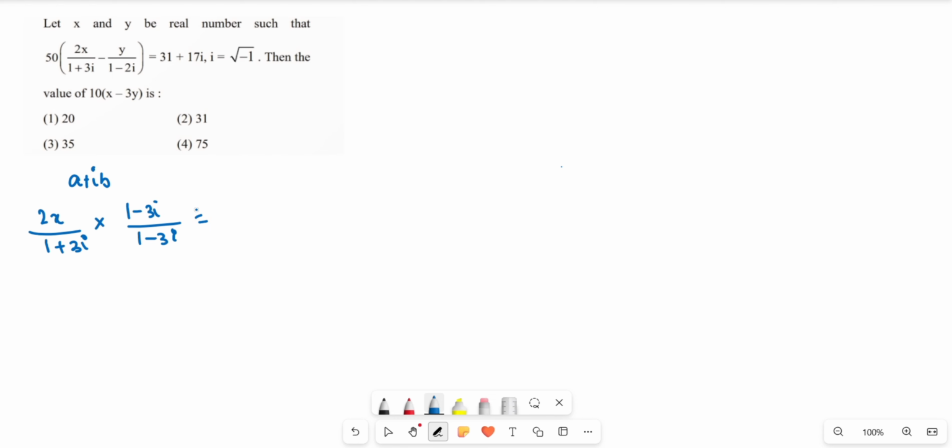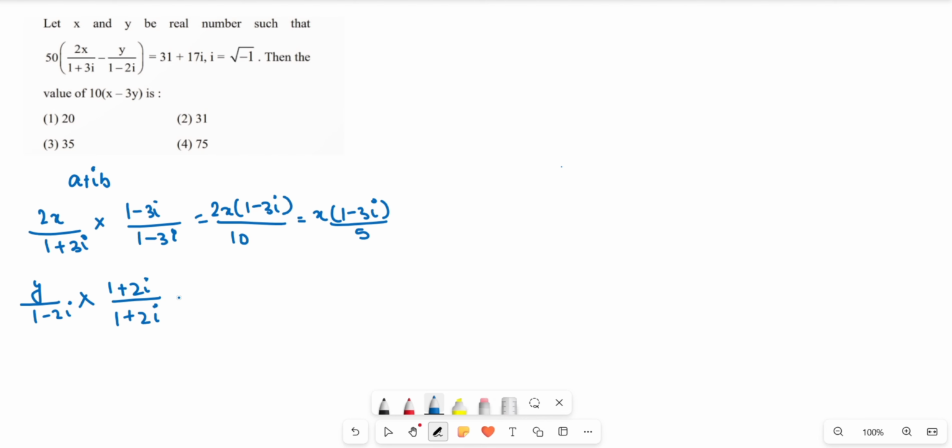If I simplify it further, I'll get 2x times (1 minus 3 iota), and in the denominator it will be 1 square minus 3 iota square, that is equal to 10. So it is equal to x times (1 minus 3 iota) by 5. Now the second term, that is y over 1 minus 2 iota. Again multiply and divide by the conjugate of 1 minus 2 iota, that is 1 plus 2 iota. So I'll get y times (1 plus 2 iota) over 1 square minus 2 iota square, that will be 5.